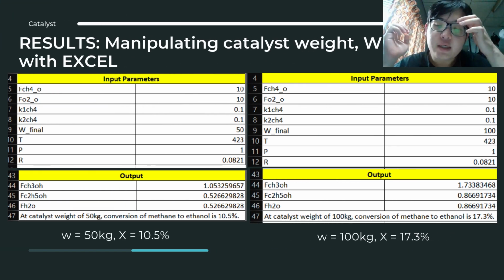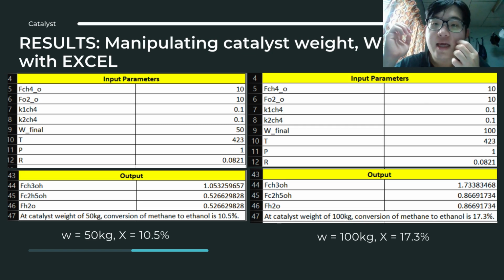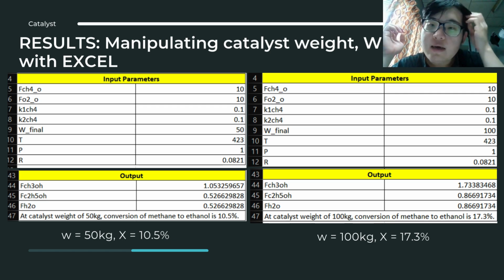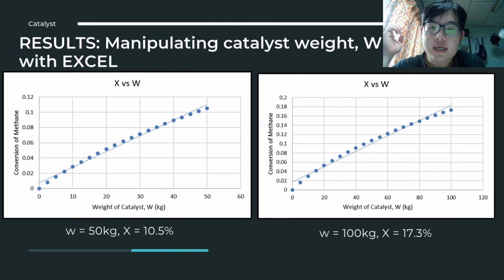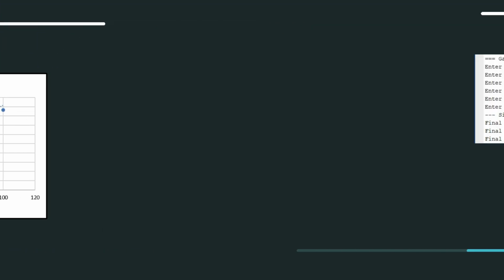Here we are using Excel by manipulating catalyst weight. So the result obtained from the Excel, we can see that when the catalyst weight is equal to 50 kg, the conversion will be 10.5%. And when the weight is equal to 100 kg, the conversion will be 17.3%. This is the graphical result for the value of the conversion when manipulating catalyst weight using Excel.